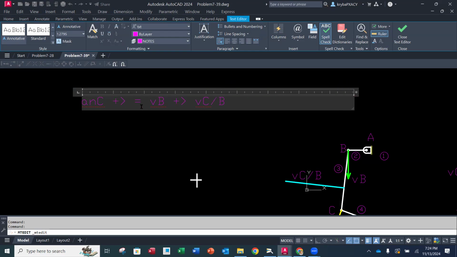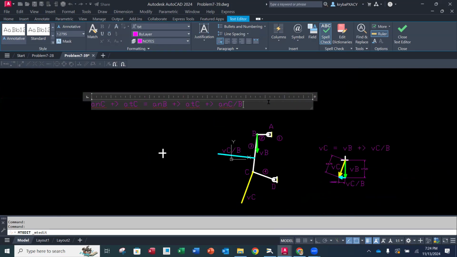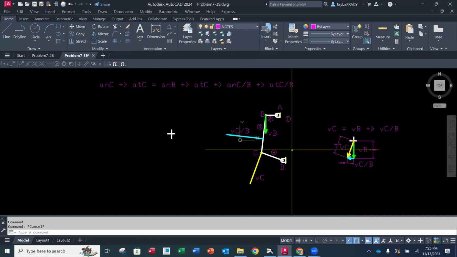It's going to take me a little bit to get this in place. Plus vectorially, the acceleration tangential at C. And then we're going to have the acceleration normal at B plus vectorially the acceleration tangential at B plus vectorially the acceleration normal at C relative to B. And then plus vectorially the acceleration tangential at C relative to B. Okay. All right. Again, just to have that available to us.